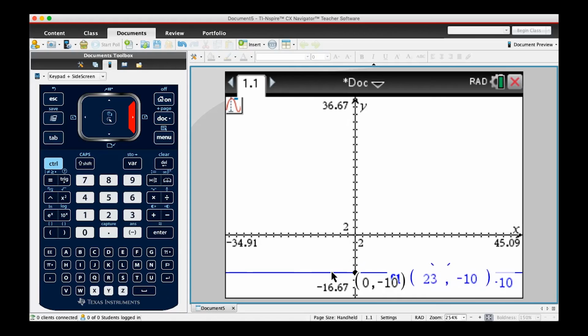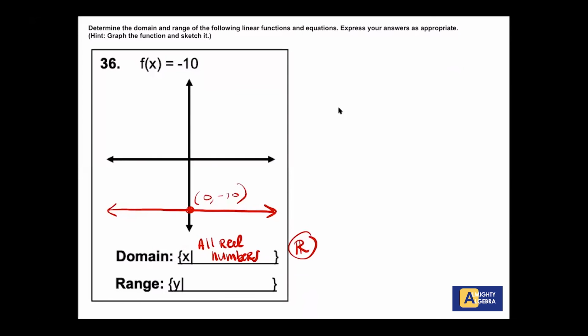That means that because we have a horizontal line, the y coordinate is always going to be -10. If range is your y values, this horizontal line can only have one possible y value. What is that y value? -10. Therefore, my range can only possibly be one number, as we just saw. It's -10.